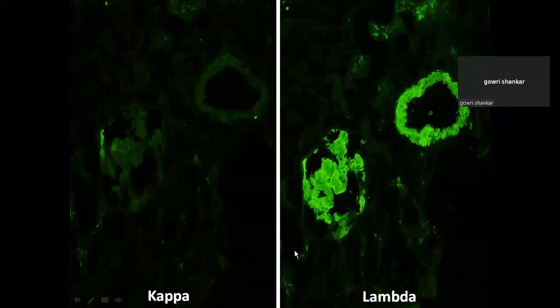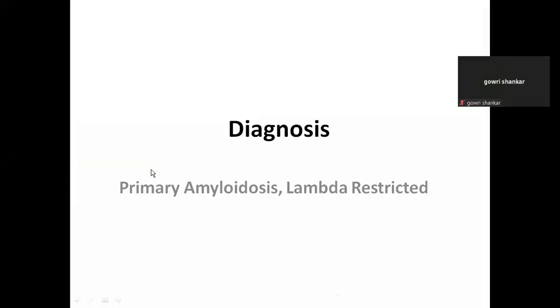Do you think there is any restriction here in kappa lambda? It's lambda restricted. Yes, absolutely lambda restricted. Lambda is like 3+ staining and kappa is negative. So it is primary amyloidosis, lambda restricted.